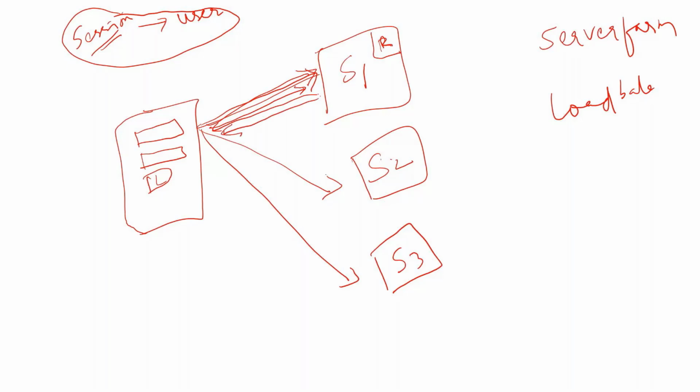But the question is, what if there are many servers? First request comes to server one, second request goes to server two. Server two doesn't know who this guy is. So technically server two should log him out, log her out. So how do we handle this situation is the question.